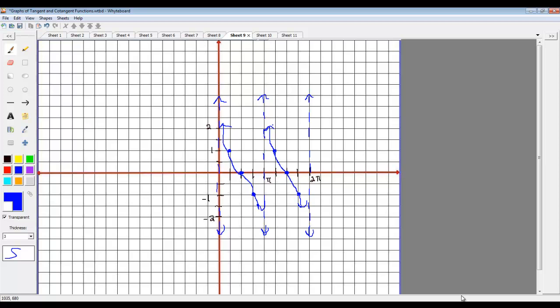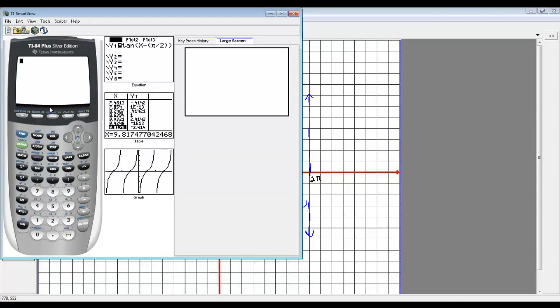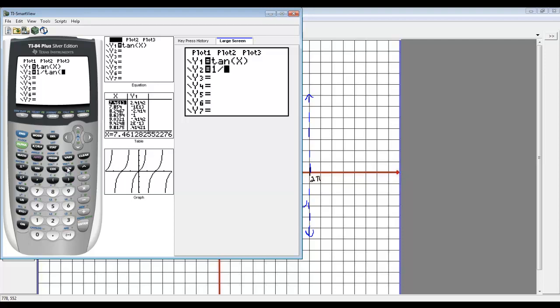Alright, I think even better, let's put it in the calculator. It'd be even easier to see there. Like we had y equals, let's just do tan x here. And then go on down and let's do 1 over tan x. And then let's make that one a little thicker.